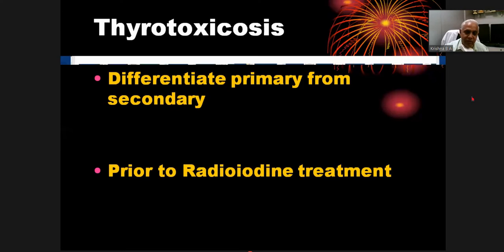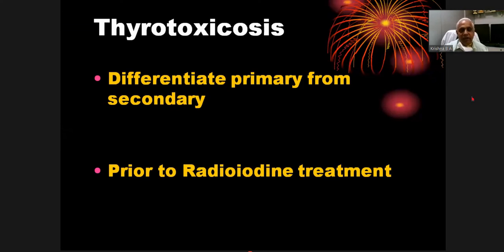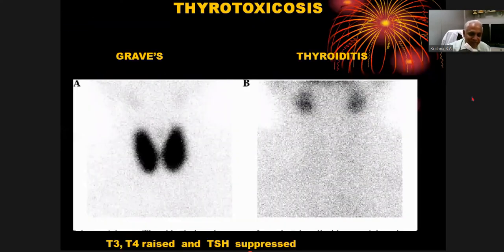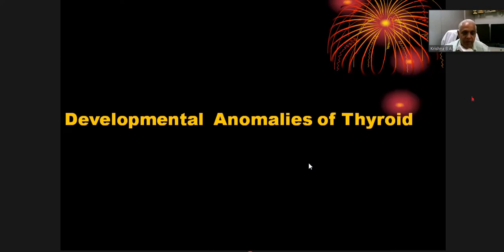It will also differentiate primary from secondary thyrotoxicosis. Look at this scan. High uptake in the thyroid gland in a clinical scenario of suppressed TSH and raised T3, T4 is Graves' thyrotoxicosis. Whereas no uptake in the same clinical setting is acute or subacute thyroiditis. So that is how the scan helps in the clinical diagnosis.